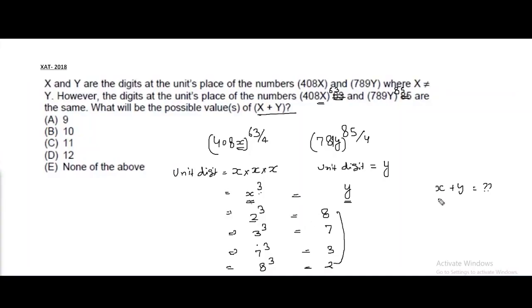If I take 2 and 8, again this will be 10. If I take 3 and 7, this will be 10. 7 plus 3 will also be 10. Or 8 plus 2 will be 10. So what is the answer? X plus y, the only possible answer is 10. In all the cases, the answer will be 10. So, a simple question: find the unit digit and put it equal.